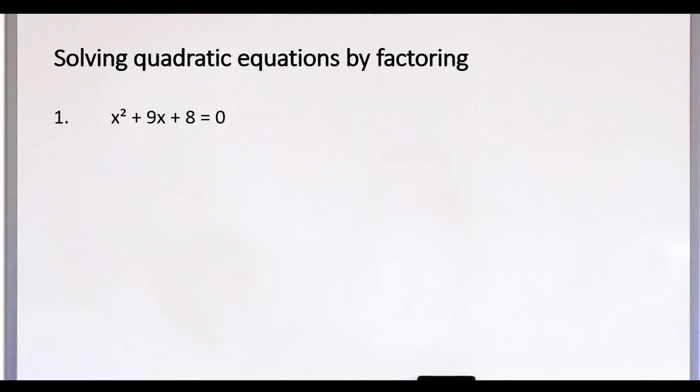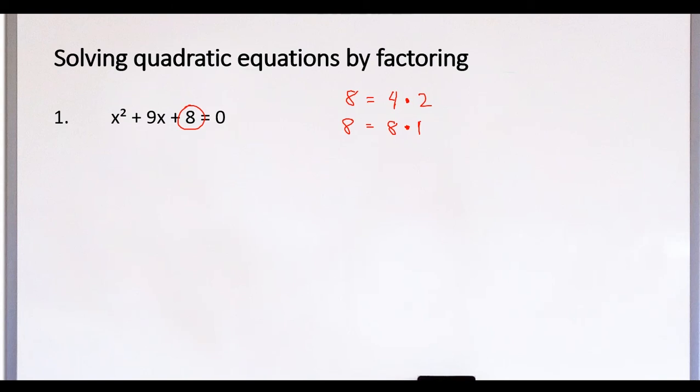The second step is to factor. We need to factor the quadratic expression here, x squared plus 9x plus 8. And to do that, you must look at the constant term, which is 8. So we're going to factor this out. Let's look for the factors of 8. We can have, for example, 4 times 2 will give you 8. Or you can also have 8 times 1, which will give you 8 also.